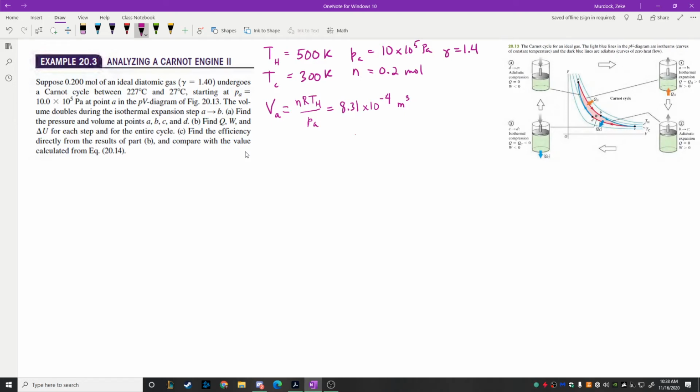What should we find next? We know the pressure A, VA, and we know basically PV and T. Okay, let's do pressure at B. What can we use to find pressure at B? Ooh, let's do something else real quick here.